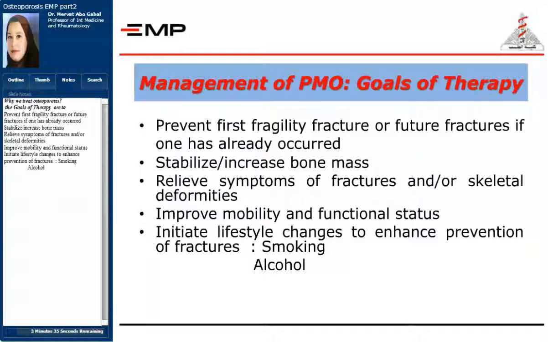These are to prevent first fragility fracture or fracture in the future, to stabilize or increase bone mass, to relieve symptoms of fracture and/or skeletal deformities, to improve mobility and functional status, and to initiate lifestyle changes regarding smoking and alcohol.